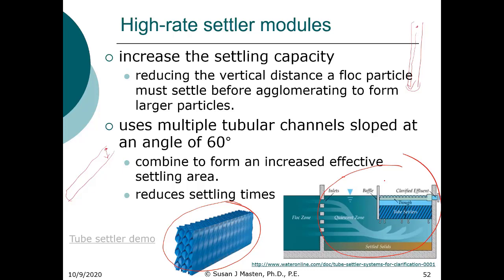Often, because of the effectiveness of these high rate settlers, you can decrease the amount of coagulant dose. So if you can decrease coagulant dose, what impact does that have on plant operation?